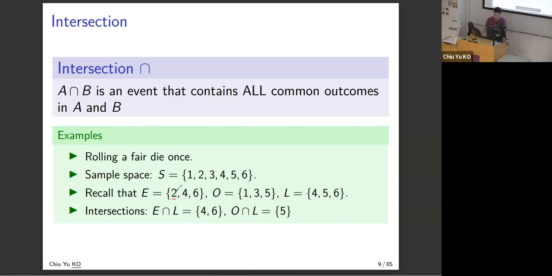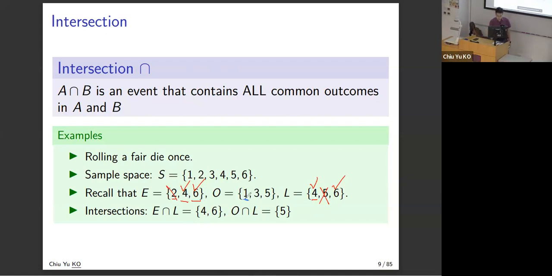First, look at E. Does 2 appear in L? No, it's not. Does 4 appear in L as well? Yes. Does 6 appear in L as well? Yes. They're common. And 5, no, not really. 6, yes. So that's why you have 4 and 6. That's how you get E and L. Is that clear? And then we use another color to denote O and L. Let's check again.